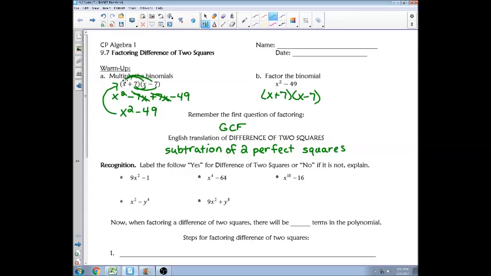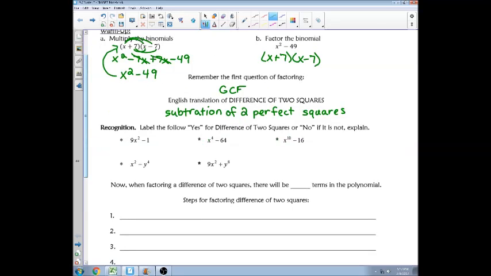All right. So recognition, whether or not we are looking at something that is the difference of two squares or not. So label the following yes for the difference of two squares, or no if it is not, and then explain. So I have 9x squared minus 1. Is 9 a perfect square? Well, yes it is, because it's 3 times 3. X squared, is that a perfect square? Yes, because it's x times x. And 1, is that a perfect square? Yes, because 1 times 1 will get me to 1. So this is the difference of two squares.